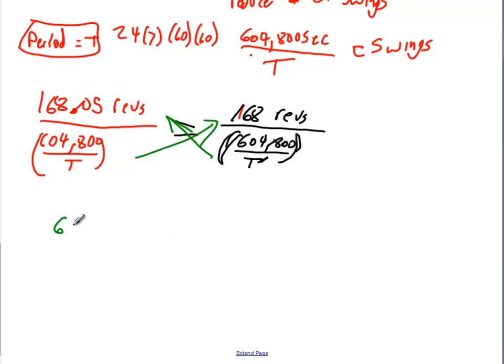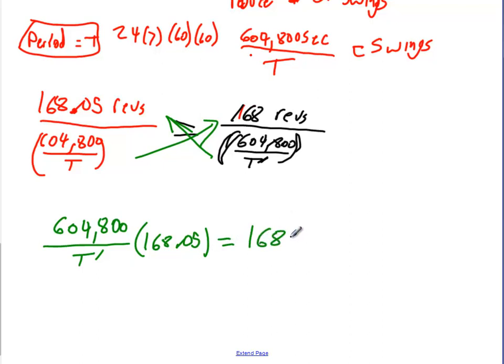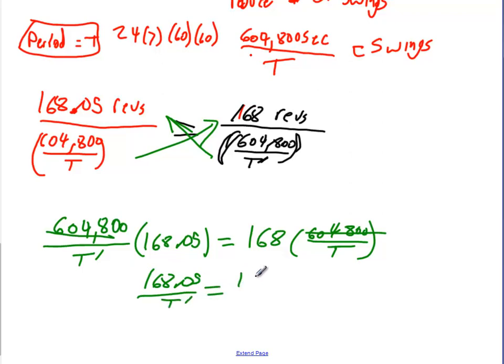So I'm going to have 604,800 over T prime times 168.05 equals 168 times 604,800 over T. Now, this 604,800 is on both sides of the equation. It cancels. That leaves me with 168.05 over T prime equals 168 over T.